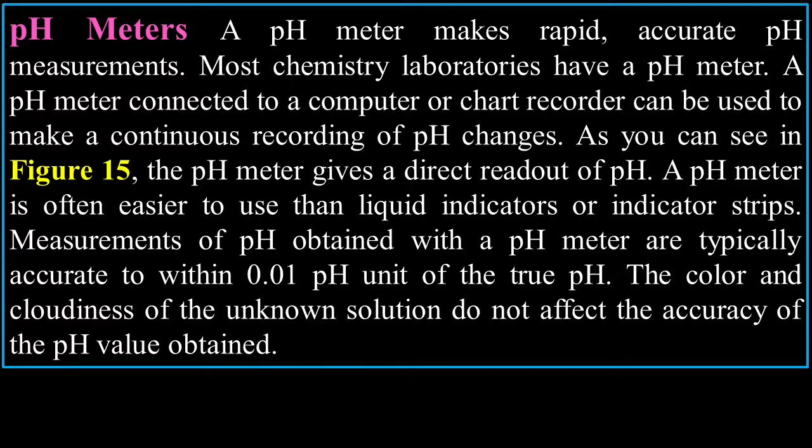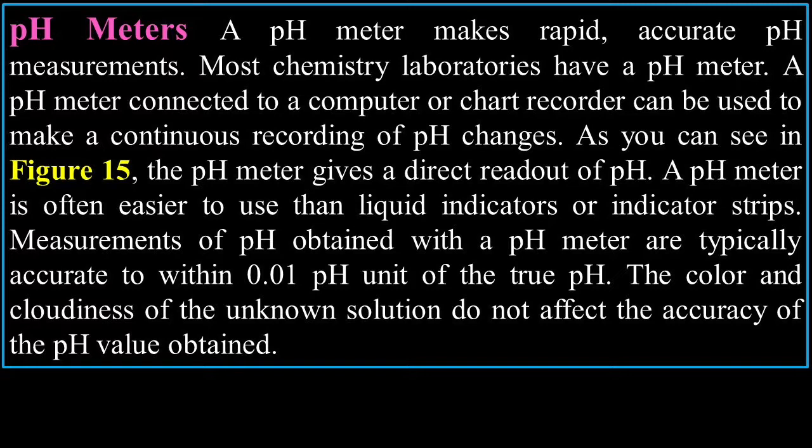A pH meter is often easier to use than liquid indicators or indicator strips. It is also more accurate. Measurements of pH obtained with a pH meter are typically accurate within 0.01 pH unit of the true pH. The color and cloudiness of the unknown solution do not affect the accuracy of the pH value obtained. As I said before, you can see 0.01.